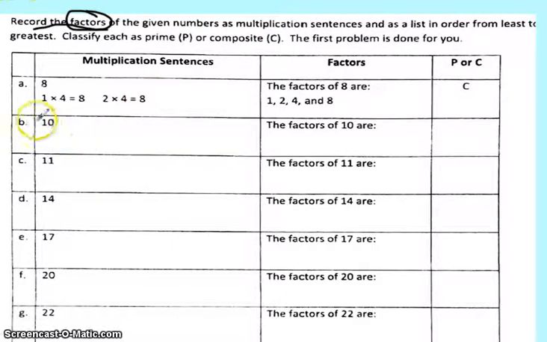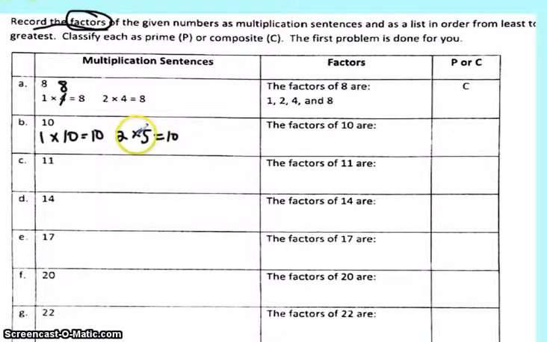So let's take a look at B. So 10. If you remember, for factors, we want to start with 1. Is there anything that we can multiply 1 by and get 10? Of course there is. 1 times 10 equals 10. Remember, this should have been an 8. Right, and then of course we go to 2. Is there 2 times anything? And yes, 2 times 5 is equal to 10.